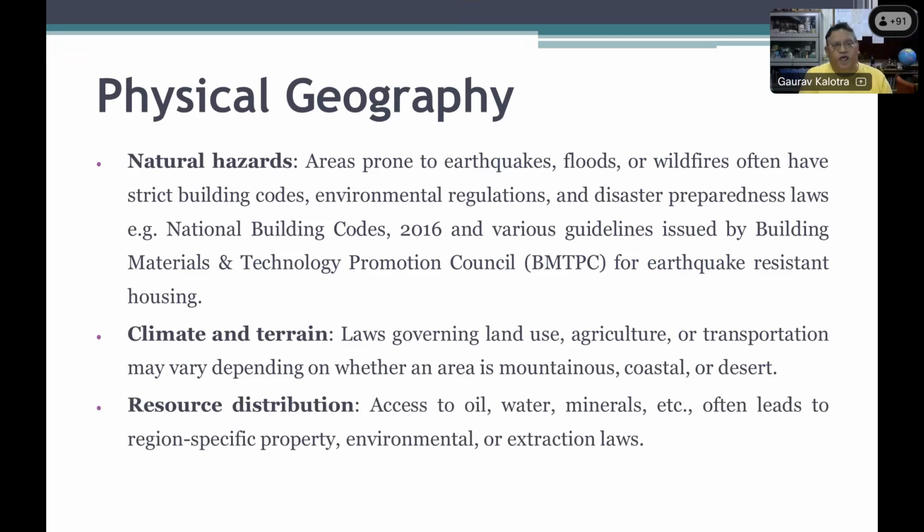Then physical geography, natural hazards. Areas prone to earthquakes, floods, or wildfires often have strict building codes, environmental regulations, and disaster preparedness laws. For example, National Building Codes 2016 and various guidelines issued by Building Materials and Technology Promotion Council of India for earthquake-resistant housing. Then climate and terrain. Laws governing land use, agriculture, or transportation may vary depending on whether an area is mountainous, coastal, or desert. Resource distribution. Access to oil, water, minerals, etc. often leads to region-specific property, environmental, or extraction laws.